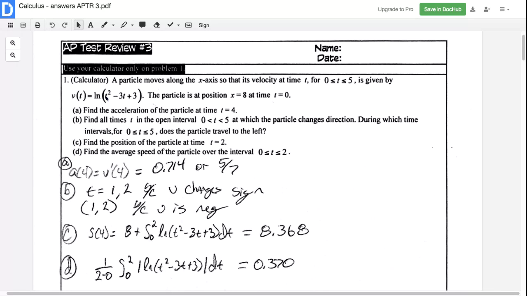And then outside of the parentheses, I'm going to get the vertical line, which is control equals. You can get it there. And then I'm going to put x equals 4. When I do that, it gives me 0.714, which is the same thing as 5/7.